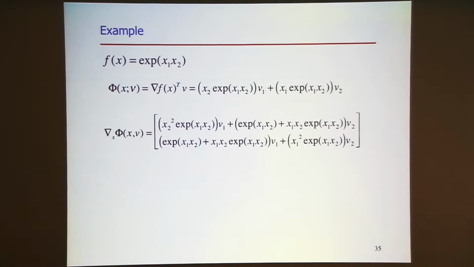And so you compute the partial of this with respect to x1, the partial of this with respect to x2, and you get that expression. And this is now the Hessian vector product. And I never formed a Hessian. And how expensive is this thing?